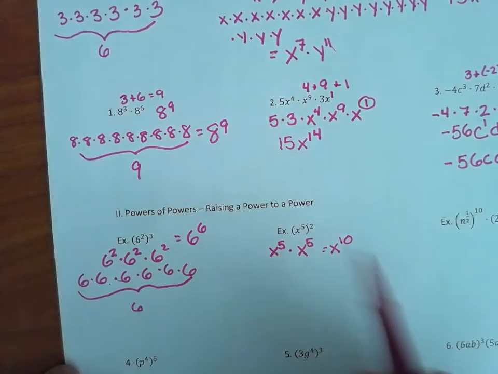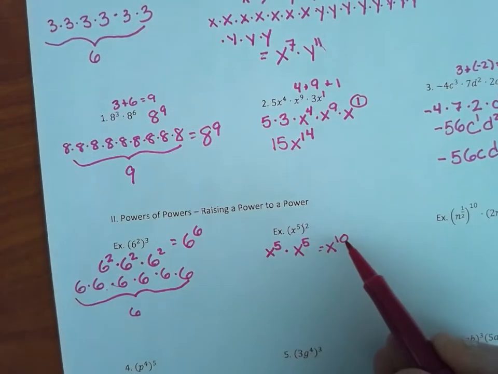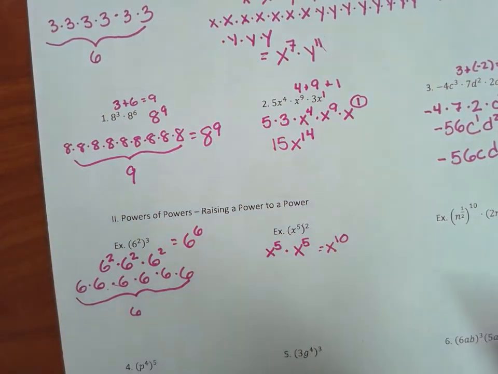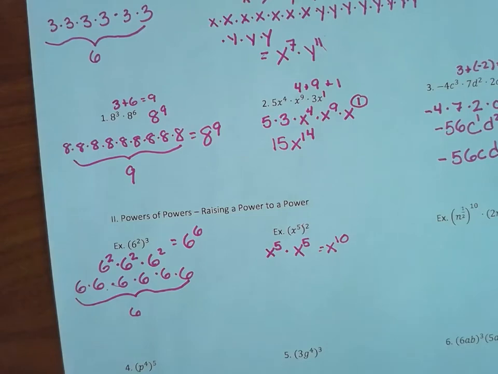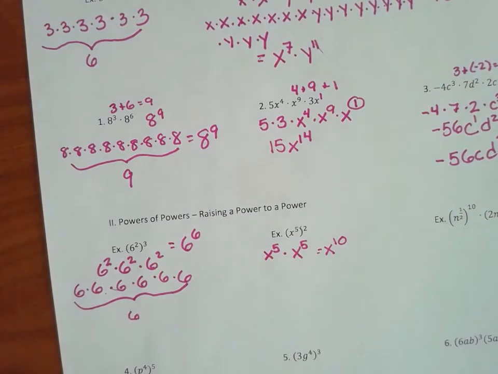Now, if you take a look at these last 2 examples, 6 to the 6th, x to the 10th, again, I don't care what 6 to the 6th is, I'm just leaving it as 6 to the 6th. What is the rule? How can I get 6? How did I get 10? It's pretty straightforward, guys. I'm multiplying these exponents.